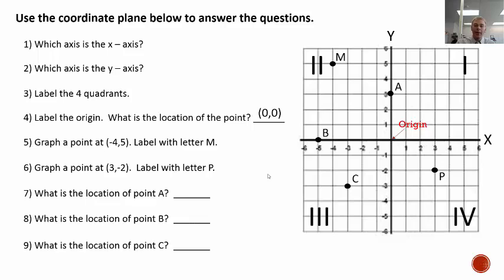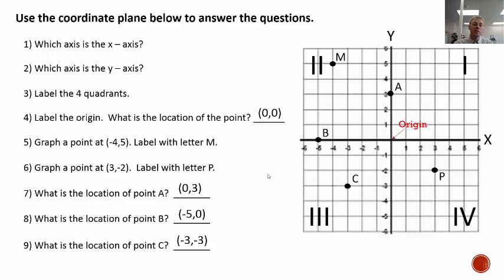Okay, we have three points on there that I want you to give me the location of: A, B, and C. We can see them up there. Go ahead, figure out the location of A, B, and C, and write that location as an ordered pair. And we can see that A is (0, 3), B is (-5, 0), and C is (-3, -3).